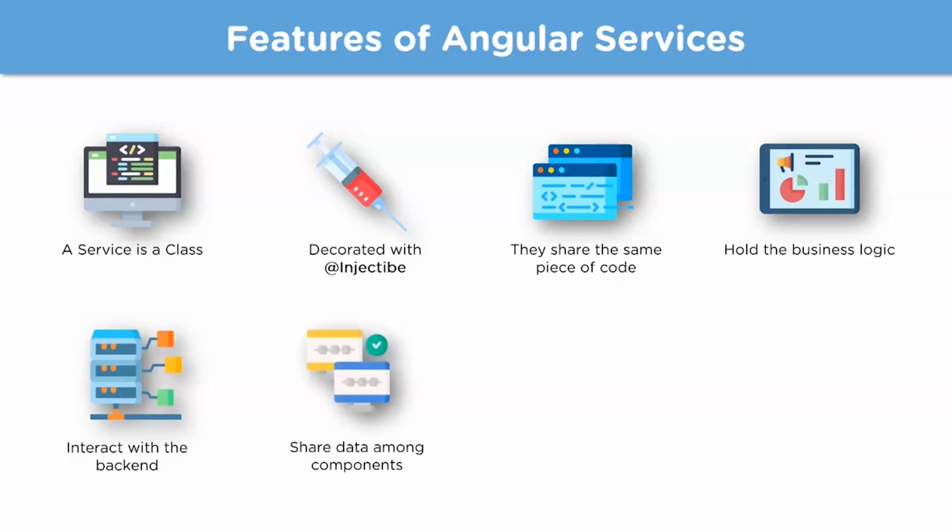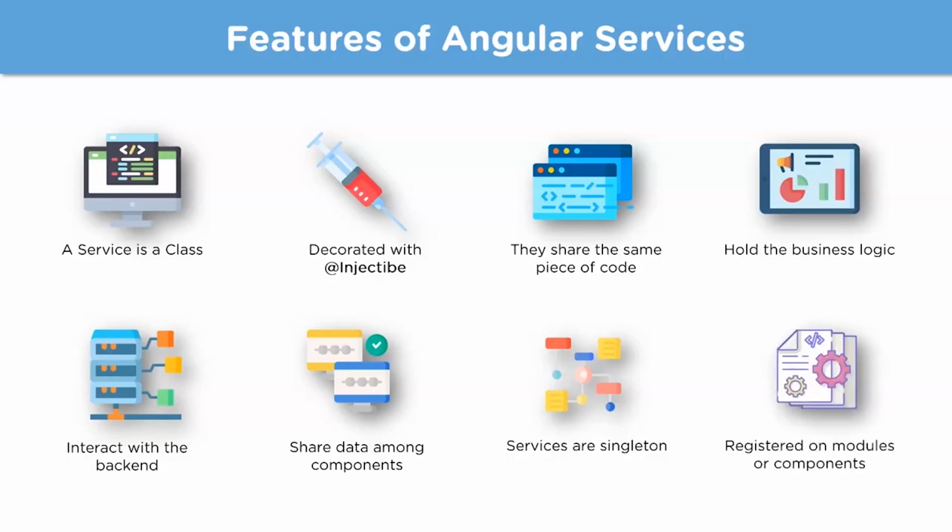And as mentioned earlier, it can be used to share data among several components. In Angular, services are singleton, meaning that only a single instance of a service gets created and the same instance is used by each and every building block in the application. And finally, a service can be registered as a part of a module, or it can be registered as a part of the component. To register it as a part of the component, you'll have to specify it in the providers array of the module.